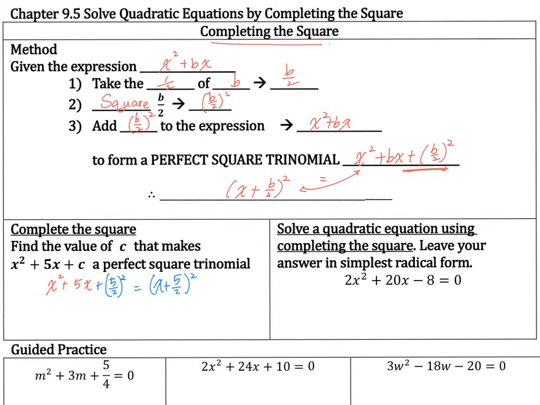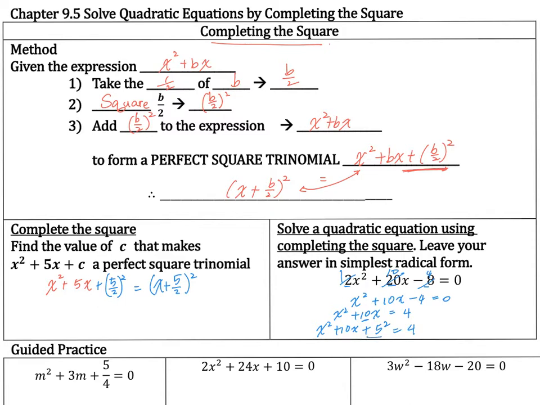And to solve a quadratic equation by completing the square, you can leave your answer in simplest radical form. So first, I can simplify the coefficients and the constant. This will make x squared plus 10x minus 4 equal to 0. Next step, I'm going to move the 4 over. And then I'm going to take half of 10, which is 5, and square it. So that would be plus 5 squared.